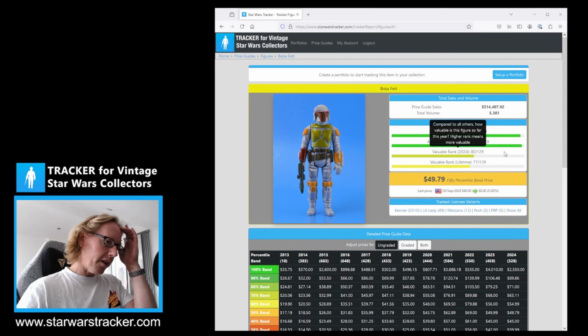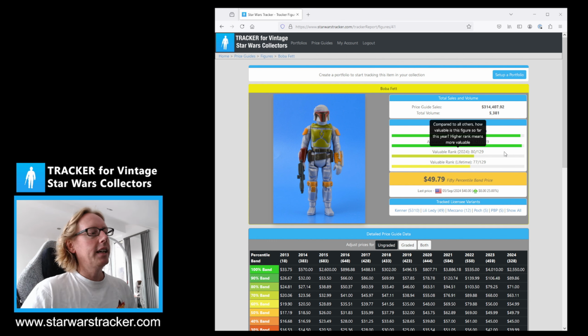So Boba Fett, it's a popular figure. It's by no means scarce or rare, but it's that popularity, sometimes referred to as the Boba Fett tax, or the Fett tax, which adds a bit more of a cost for this figure compared to others.